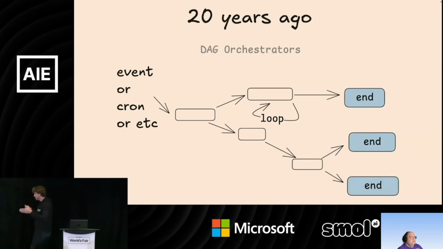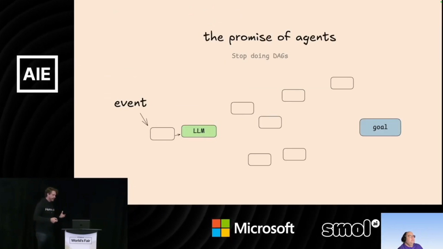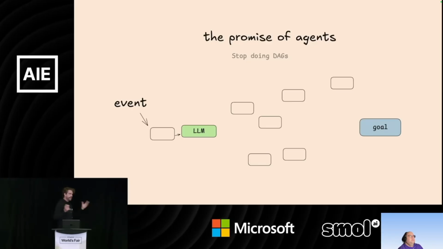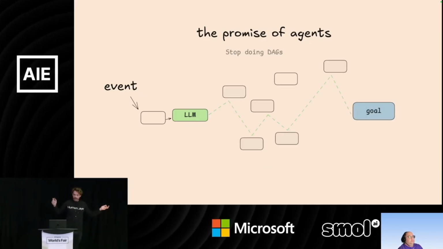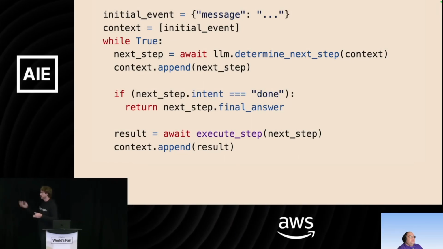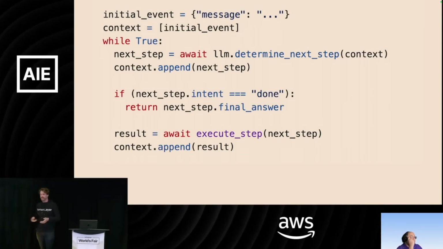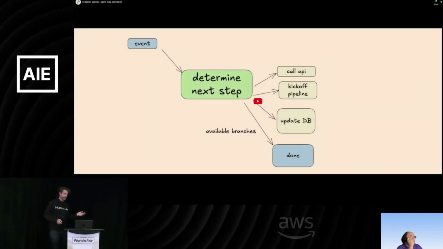But what agents were supposed to do, and I think a lot of people talk about this, and in some cases this is realized, is you don't have to write the DAG. You just tell the LLM, here's the goal, and the LLM will find its way there. And we model this as a really simple loop. The LLM is determining the next step. You're building up some context window until the LLM says, hey, we're done.